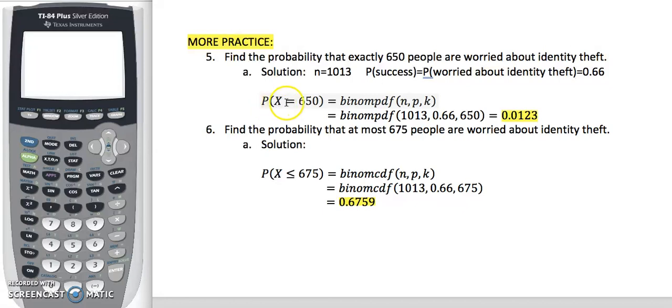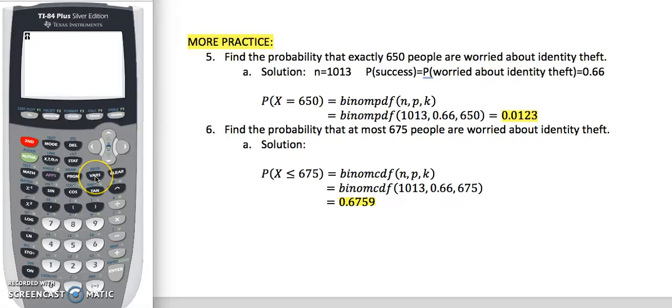So the probability that x equals 650, that you have exactly 650 successes, is equal to, in the calculator, you go second, open up that distribution menu by pressing vars, which stands for variables, and you scroll all the way down to binomial PDF. Press enter, and remember, first thing you need to type in is n, so 1,013.